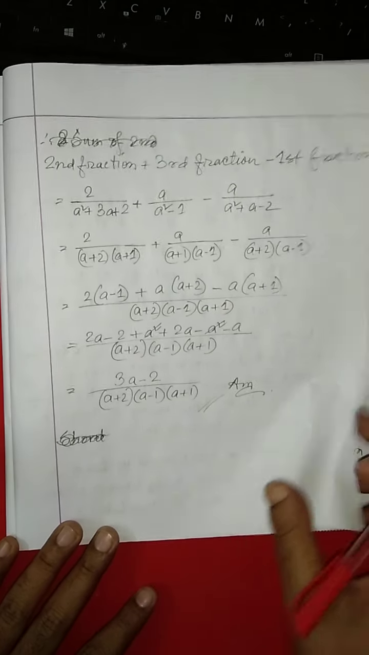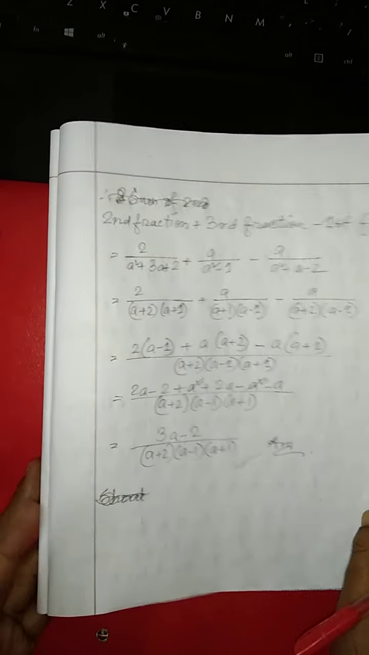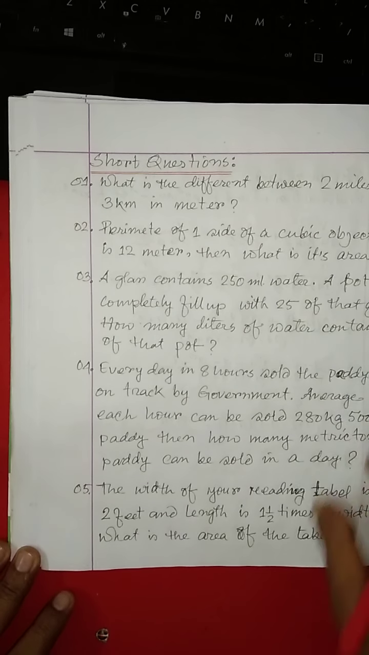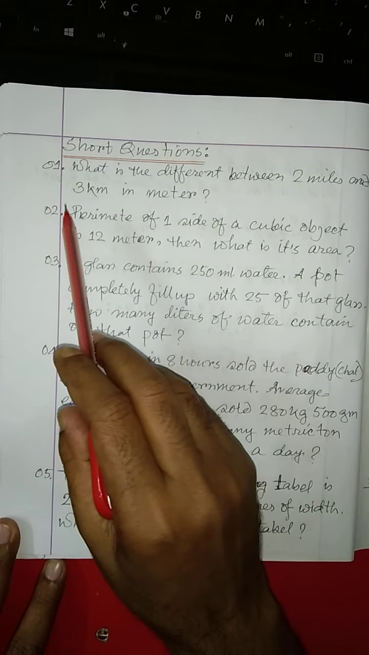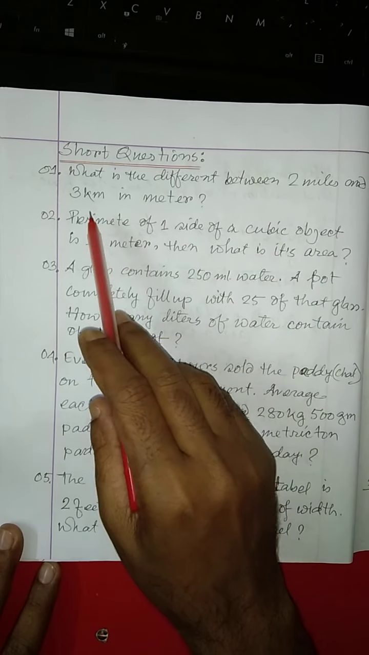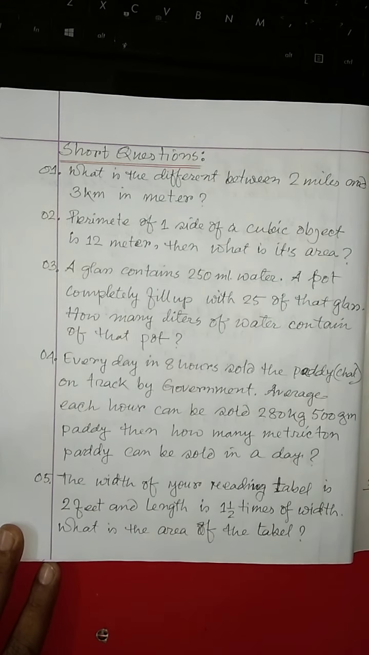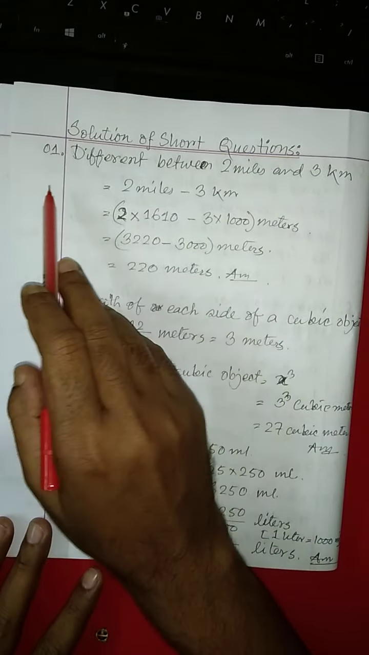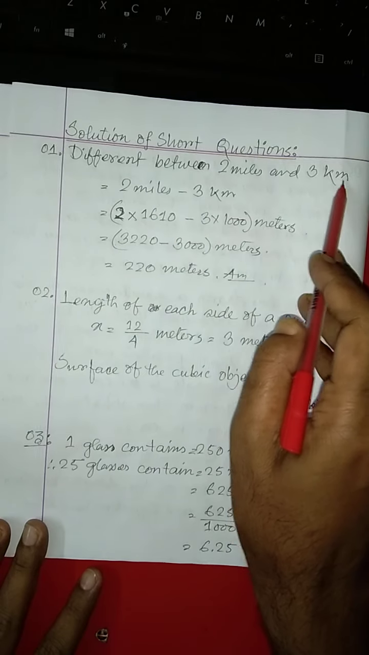So this is the solution of question number 2, and we have completed our 2 creative questions. Now we can discuss the short questions. Here we have 10 short questions. The first short question is: what is the difference between 2 miles and 3 kilometers in meters? We have to convert it into meters, so let's see the solution of short question number 1, the difference between 2 miles and 3 kilometers.